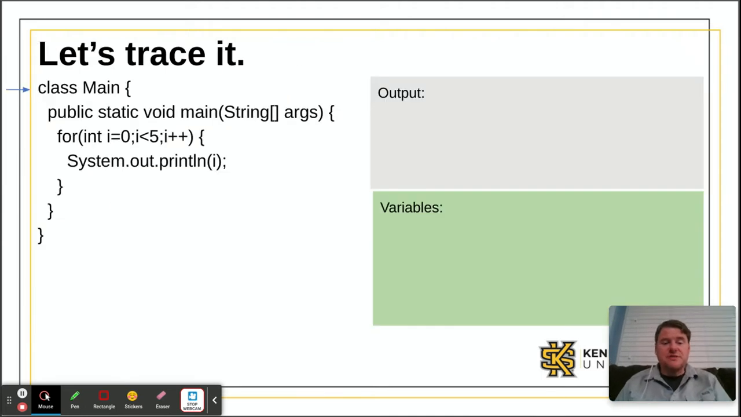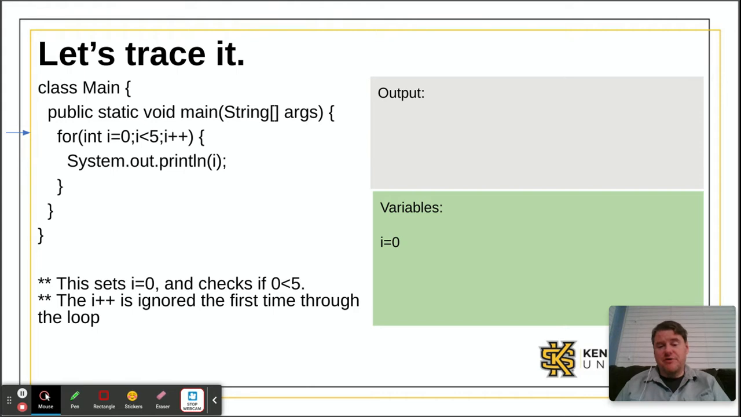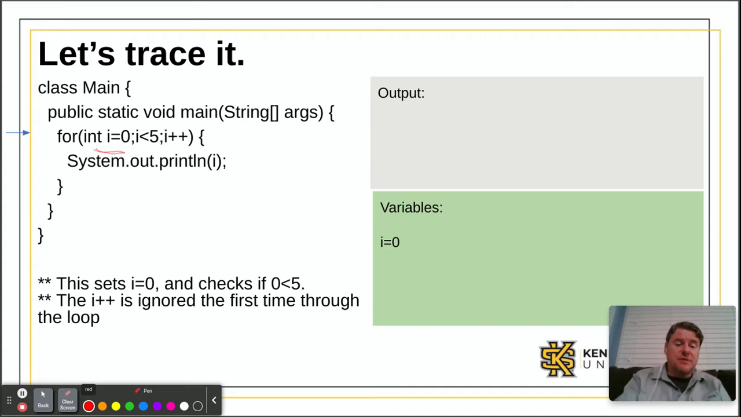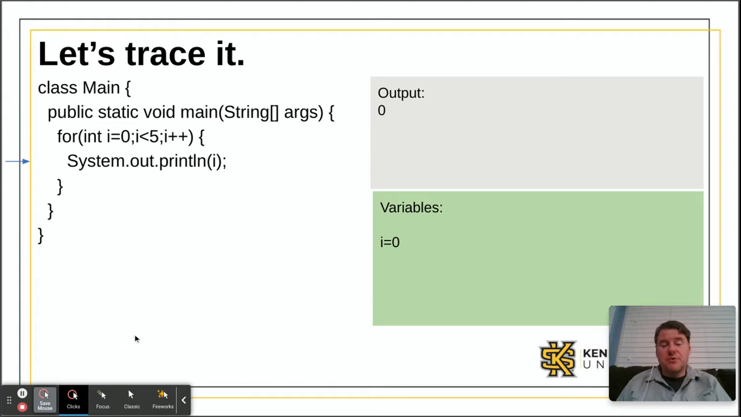All right, so let's trace one of these guys. So we start off with class main, public static void main. All right, when we go into the loop, the first thing that's going to happen is it creates an I variable. Initially, the I variable is set equal to 0 because that's what I told it to do at the beginning over here. All right, so my I variable is 0 because I told it to, and then it's going to check the test to make sure that the test is actually true. So it checks to see if 0 is less than 5, which it is. So it says, okay, we're good to go. All right, so since 0 is less than 5, we're going to go into the loop, and that's going to cause it to print out I.